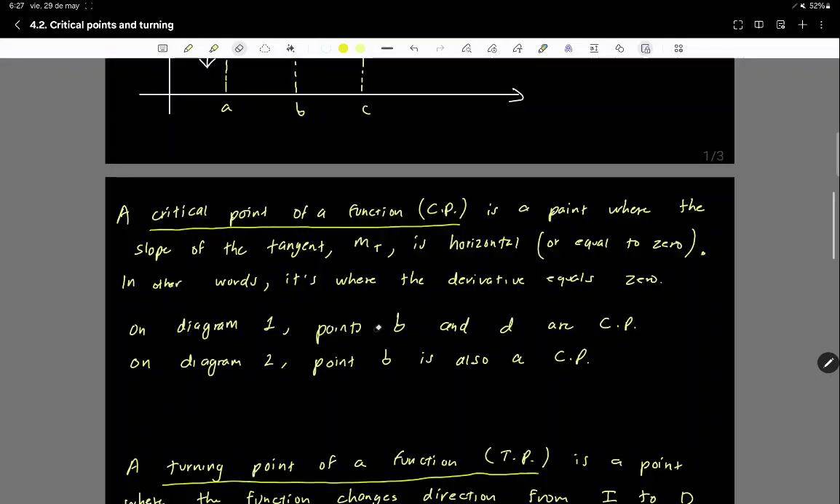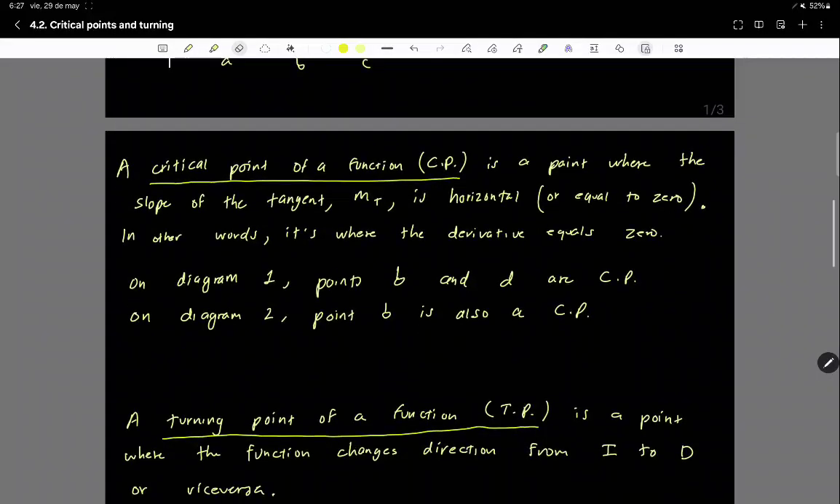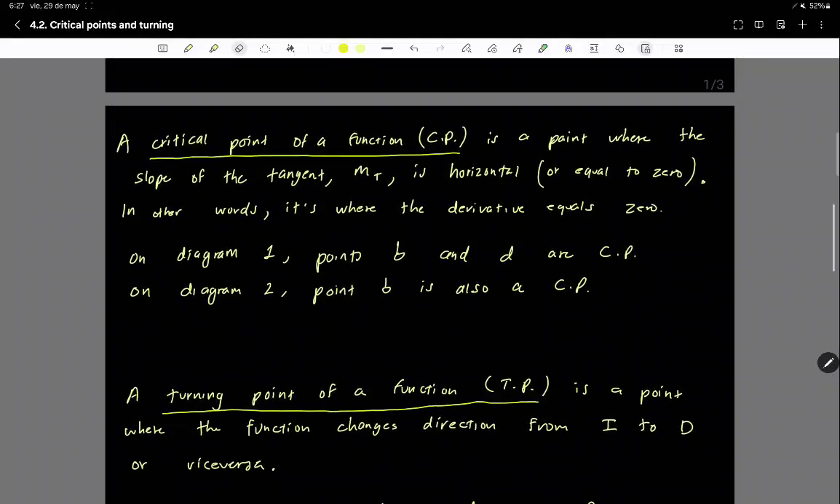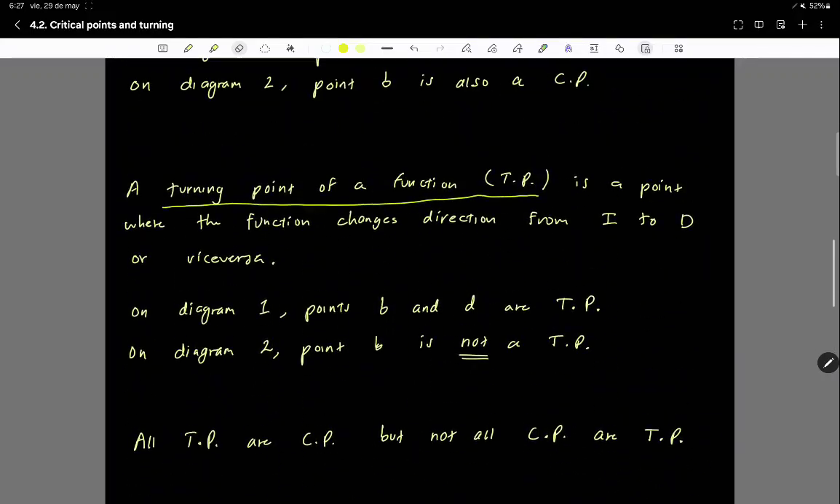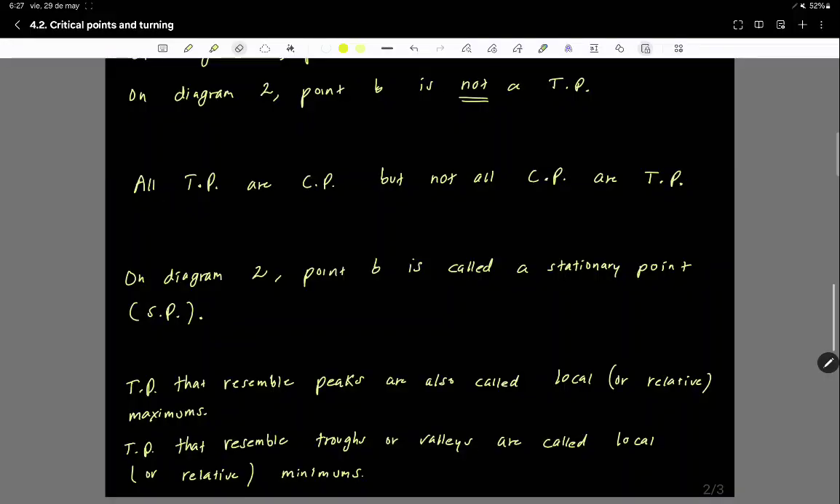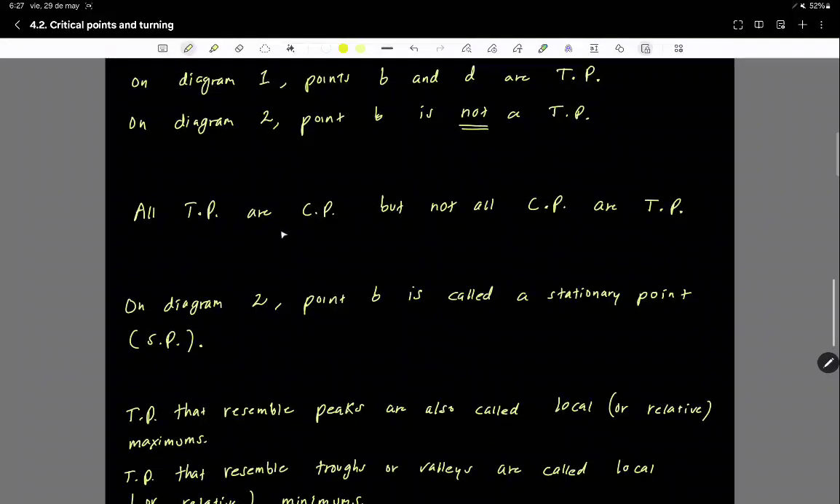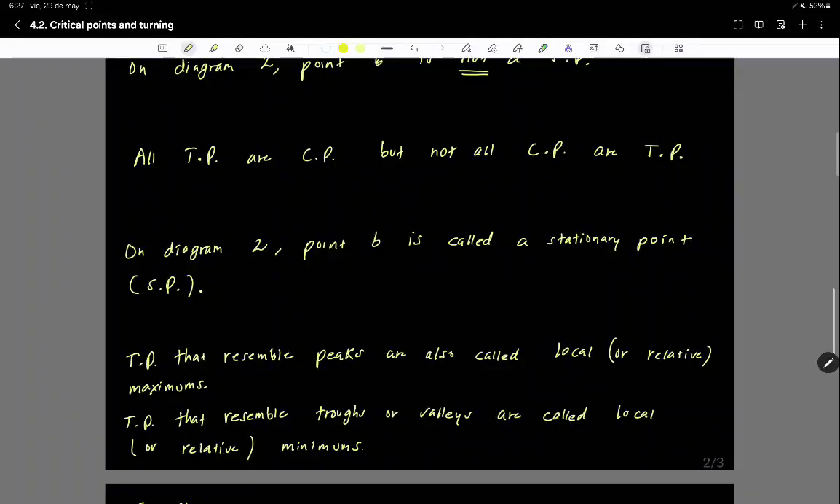So basically, I have those definitions in here. I want you to read them, pause the video, and read these definitions. I think I've written them very clearly, what a critical point is, what a turning point is. Pause the video, read them, and understand what I'm talking about. And then we have these other notes. All turning points are critical points, but not all critical points are turning points. On diagram 2, like I said, point B is called a stationary point. Got it? And I'm gonna write SP for a stationary point.